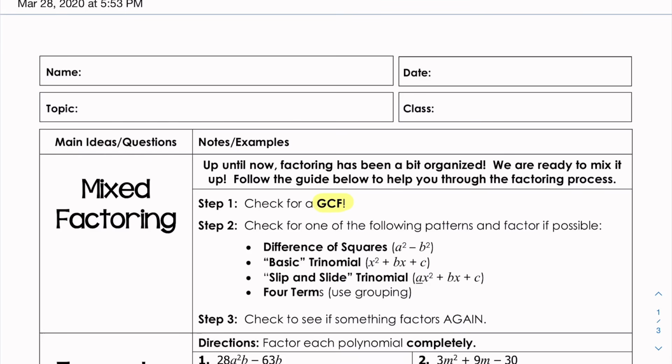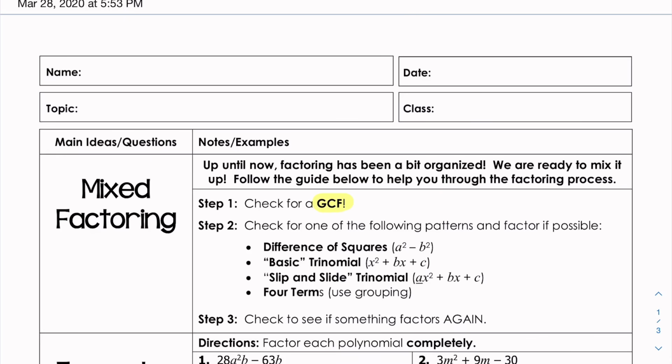Then after we've looked for our greatest common factor and factored it out if possible, we want to look for one of these special patterns and then factor further. Sometimes there won't be anything left. Sometimes it's just greatest common factor and we're done. Sometimes it's not even a greatest common factor and it's a prime polynomial. But sometimes they do keep going after that greatest common factor.